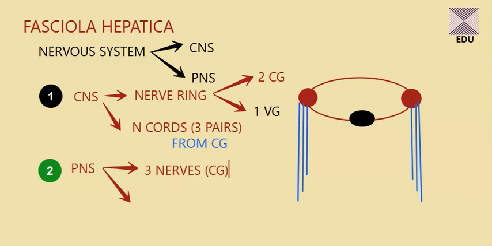So I will again redraw those particular lines which I have drawn later. So these are the 3 nerves, which are actually 3 pairs. So these are 3 pairs of nerves from the cerebral ganglia towards the head part, and actually these nerves are going to the head and the oral sucker. So this is a very important point to note.